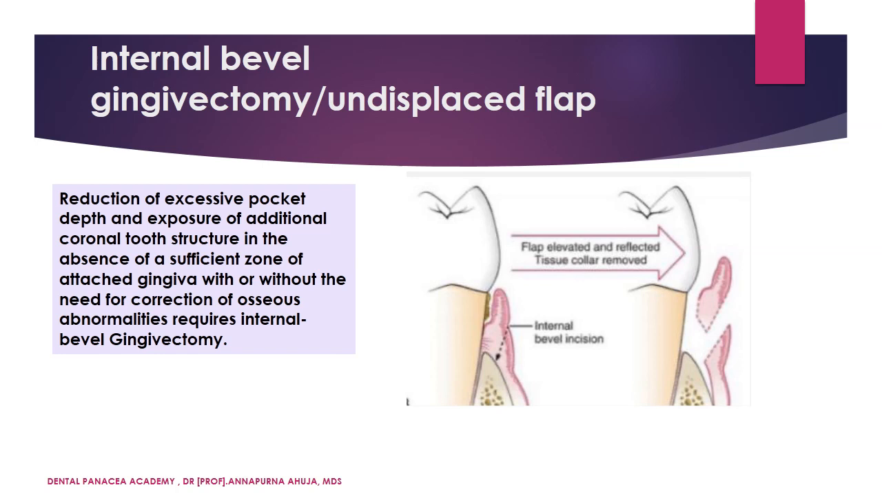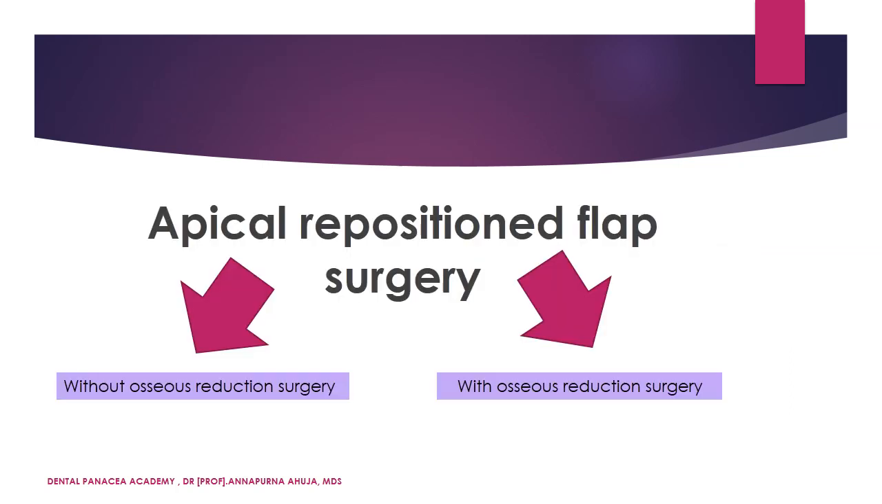Internal bevel gingivectomy or undisplaced flap. Reduction of excessive pocket depth and exposure of additional coronal tooth structure in absence of sufficient zone of attached gingiva, with or without the need for correction of osseous abnormalities, requires internal bevel gingivectomy. You can see here internal bevel gingivectomy starting from margin of the gingiva towards the crest of the bone.